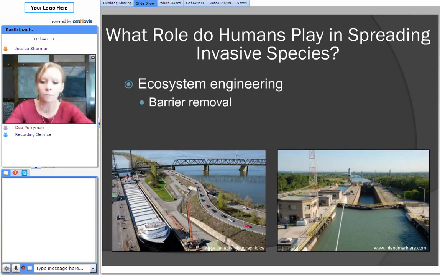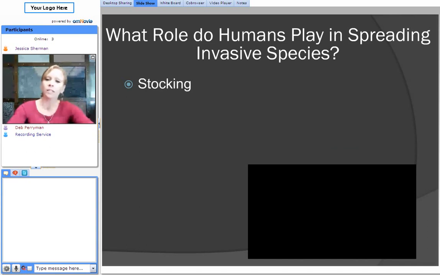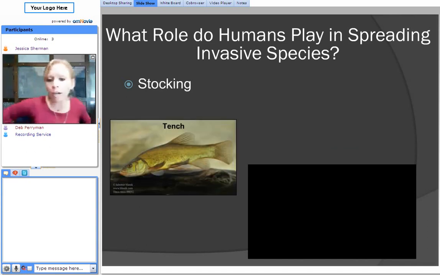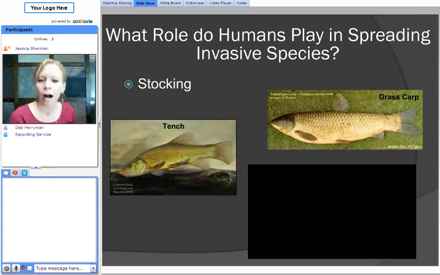And then something else we see is an issue with stocking. And this was a video that I had. I'm going to try to screen share it with you so you can see it. But oftentimes what we see is that there is stocking for recreational purposes. So there's a fish called a tench, which you can see on that left picture. And this was actually brought into a lot of lake and pond systems for recreational fishing. And then its population kind of got out of control and it spread to new areas.